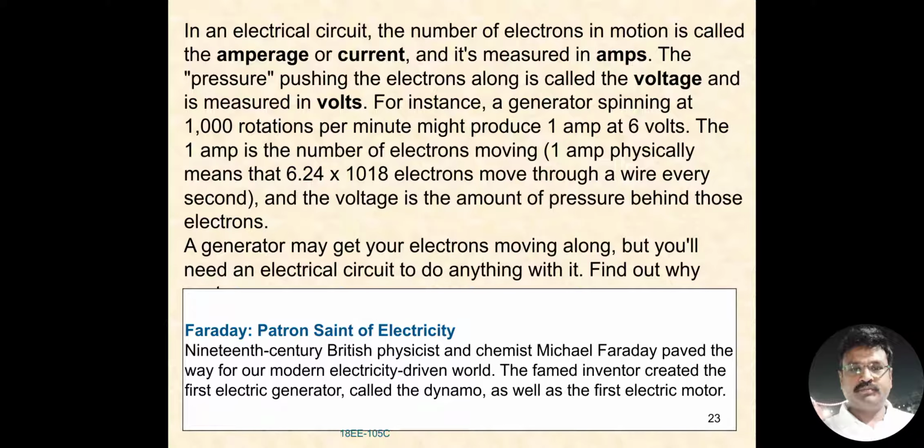Faraday, patron saint of electricity. The 19th century British physicist and chemist Michael Faraday paved the way for our modern electricity-driven world. The famed inventor created the first electric generator, called the dynamo, as well as the first electric motor.